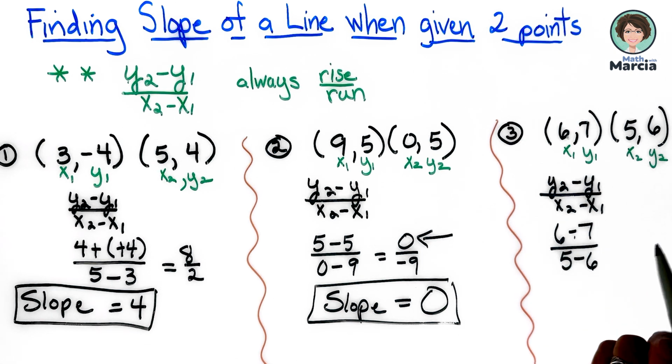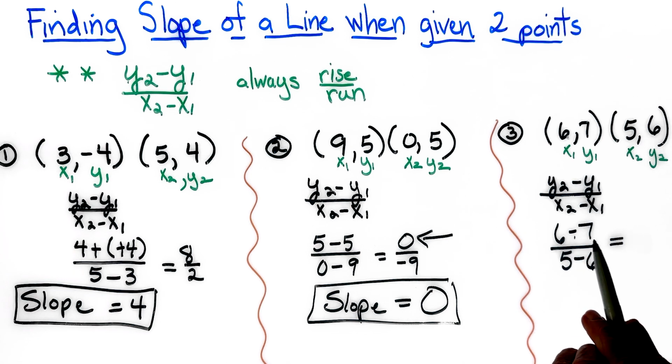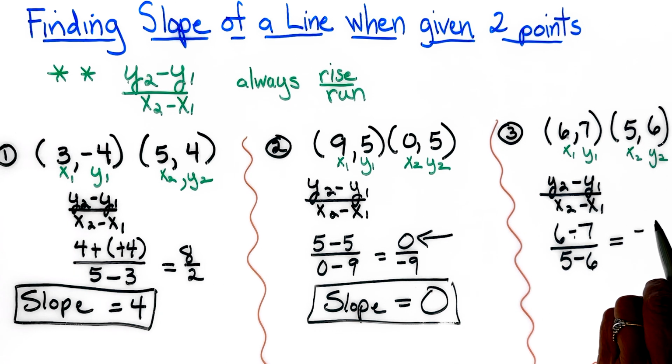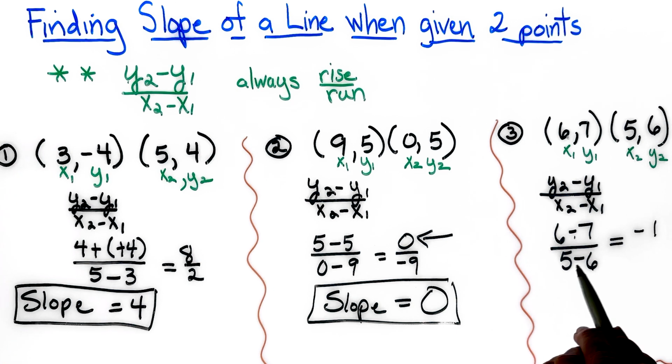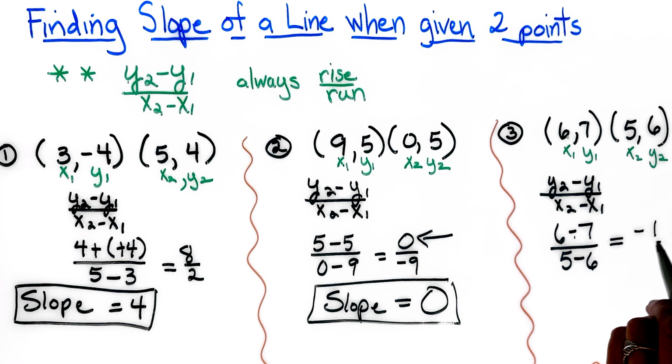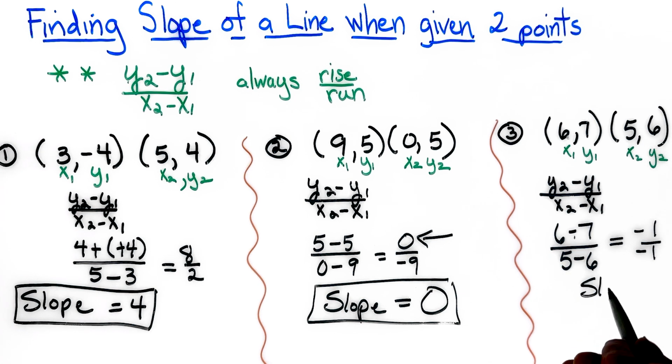Looking at this problem, as I work this out, I see 6 minus 7 is a negative 1, and 5 minus 6 is a negative 1. So my slope is equal to negative 1 divided by a negative 1, which is a positive 1. The slope is equal to 1.